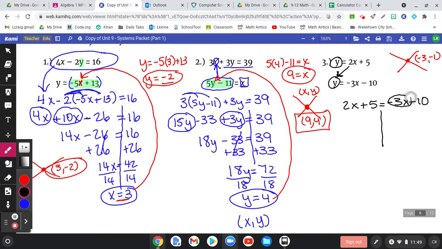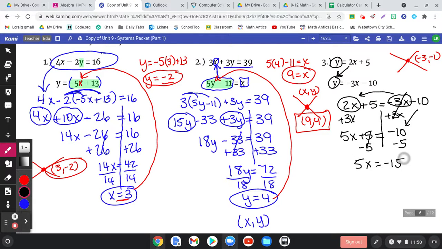I've got to combine my x's. There's no parentheses to deal with this time. Since it has to go to the other side of the equation and it's a minus, we're going to have to add it to make it disappear. 2x plus 3x is 5x, plus 5 equals -10. Don't lose that negative sign. Subtract 5 from both sides. 5x equals -15. Divide by 5.